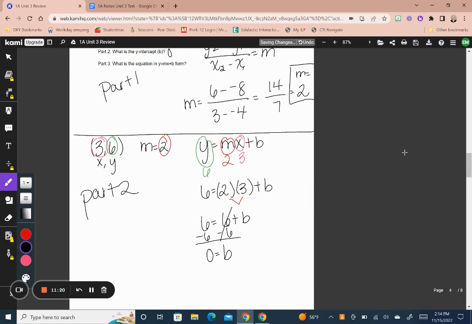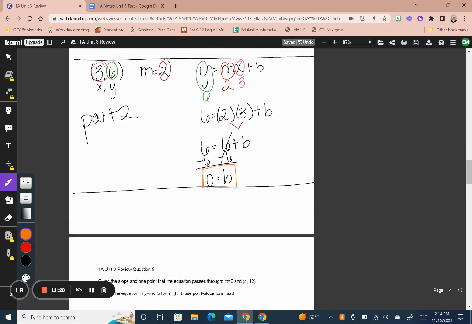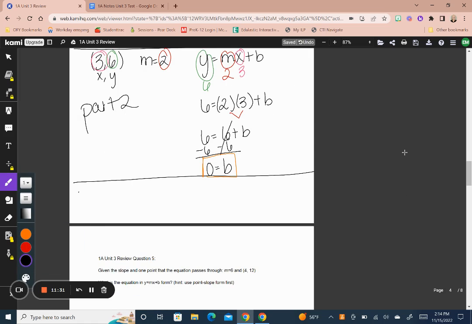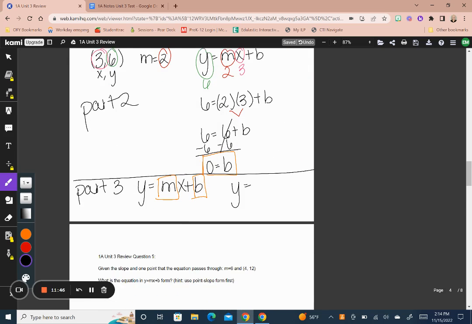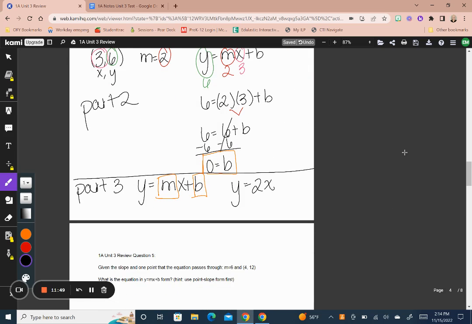And then part 3, all we've got to do is put in our m. Our m is 2 and our b is 0, back into our y equals mx plus b. So part 3, y equals mx plus b. Our m is 2, and our b is 0. So y equals m, which is 2, x plus our b, which is 0. You can also just write it as y is equal to 2x. Either way works.